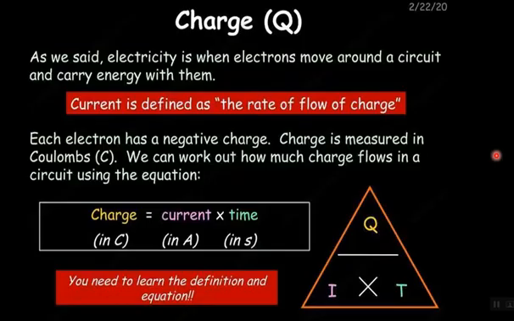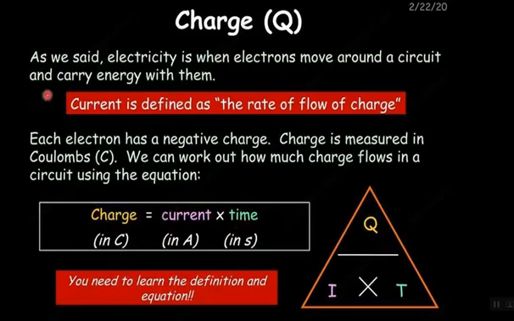Each electron has a negative charge. Charge is measured in coulombs. We can work out how much charge flows in a circuit using the equation: the charge in coulombs is the current times the time. So what are we calculating? The amount of charge is equal to the flow of electrons times the time.